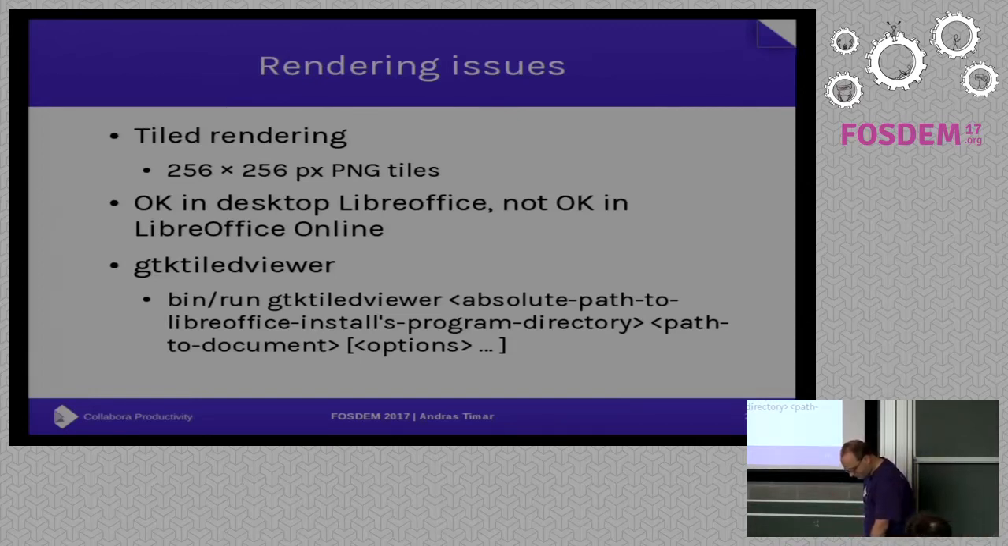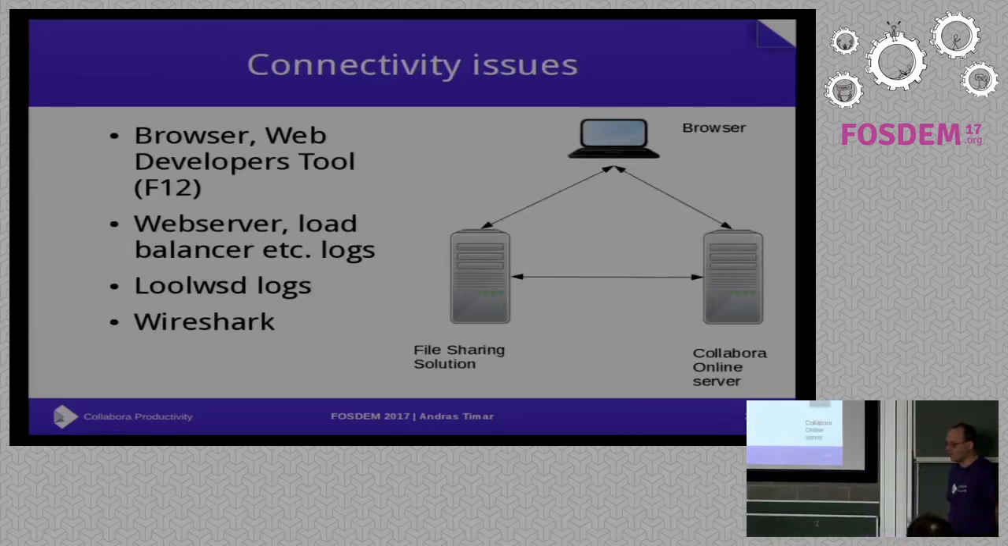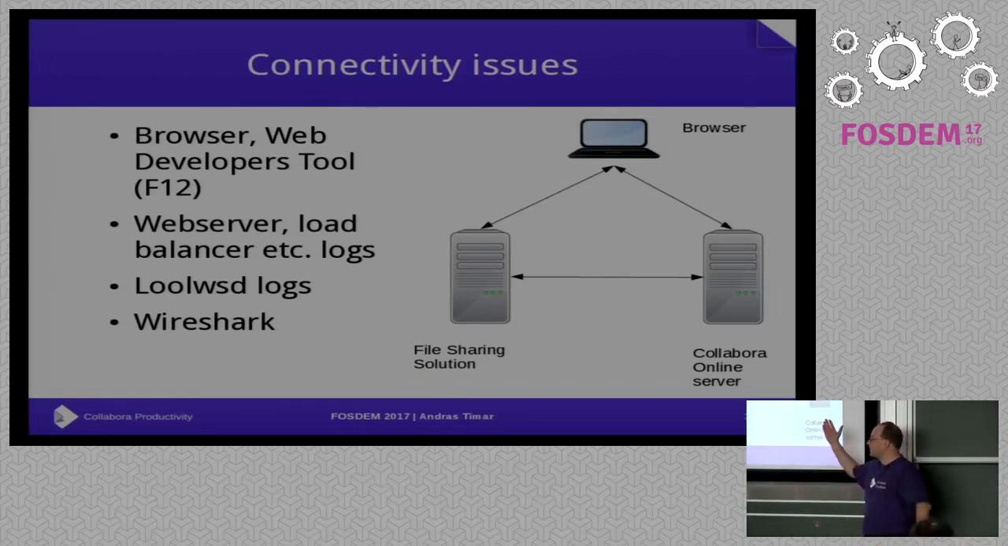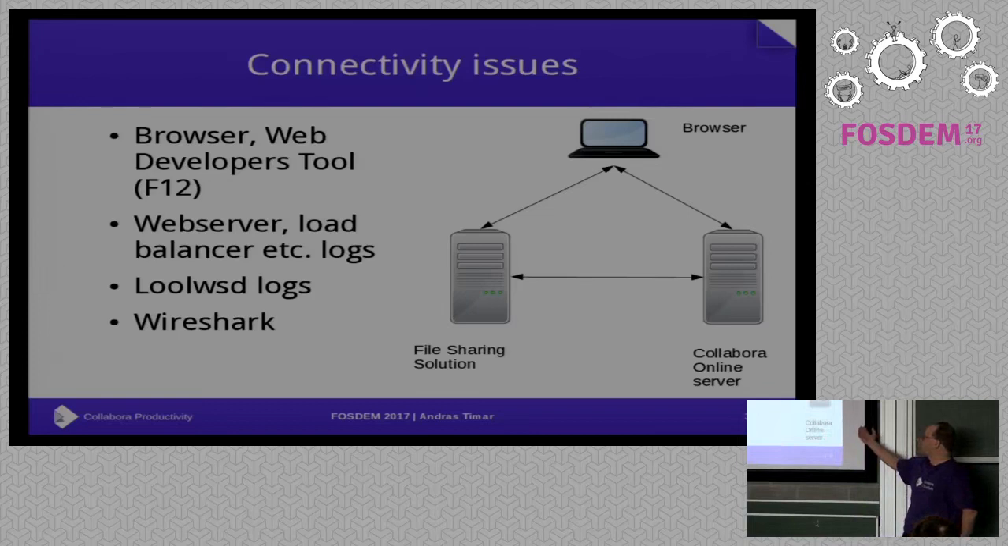The next big topic is connectivity problems. I present here a very simple setup where we have the browser, the user. The browser logs in to a file sharing solution where the files are in the cloud. This file sharing solution will embed LibreOffice Online into an iframe, and the Collabora Online server will download the file from the file sharing solution, and when we save the file, it will upload it there. And we communicate with the Collabora Online server itself from the iframe to the user's browser.